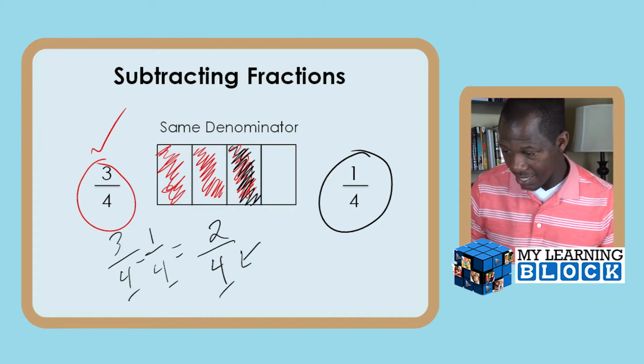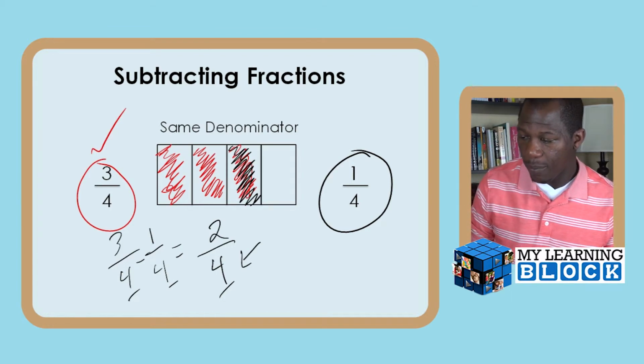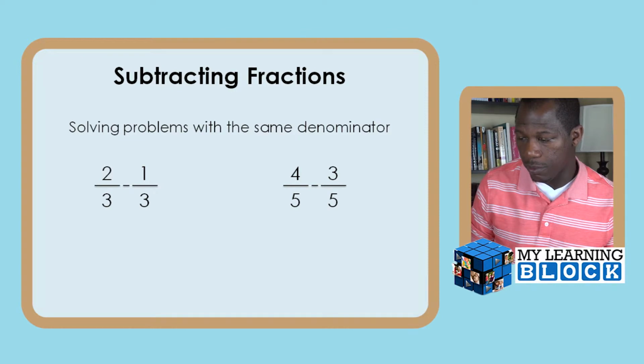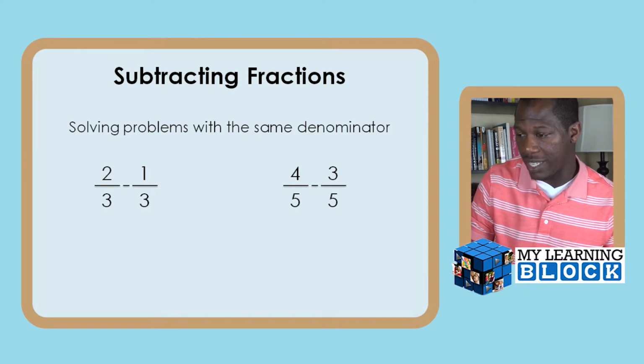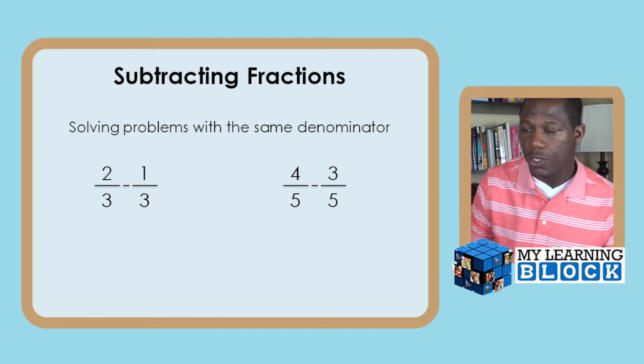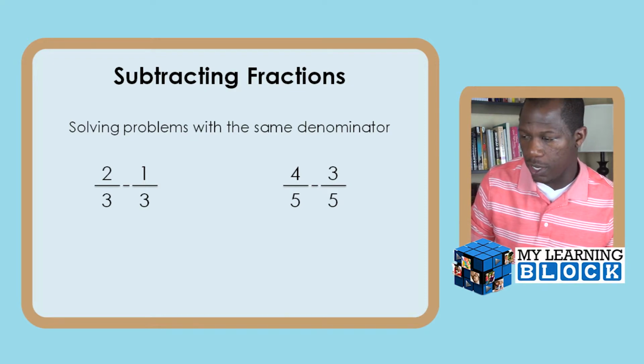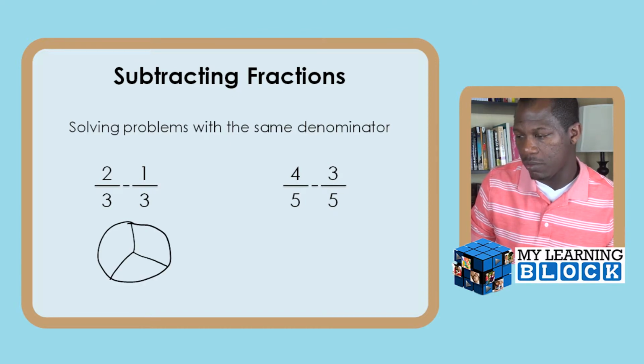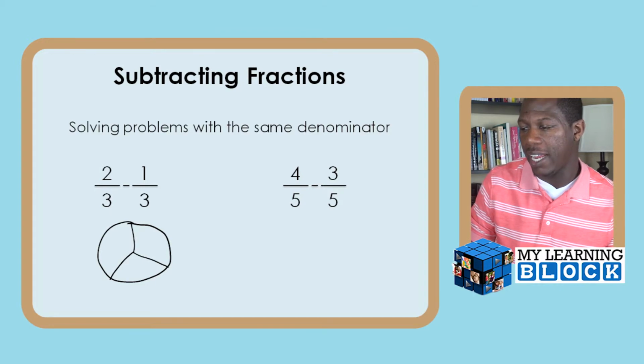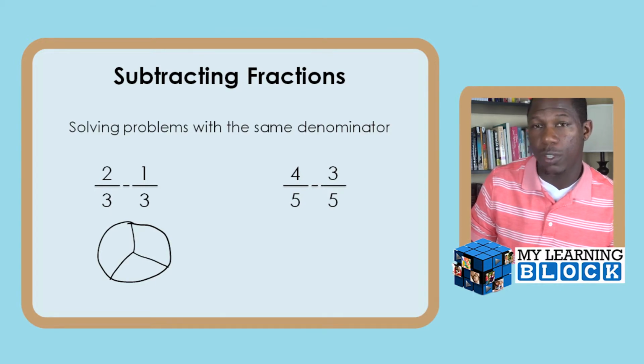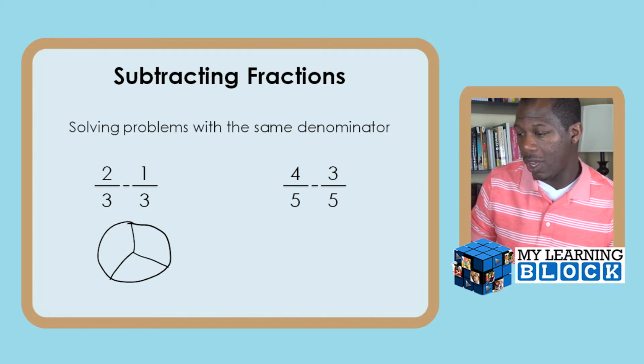Once they get that concept, it'll be more manageable for them to work out problems such as these. The first one, you have 2/3 minus 1/3, and give your child a chance. They can draw a picture. I'm going to draw a circle. I'm going to start with the larger number. Look for the larger numerator because again, we're not working with negative integers.